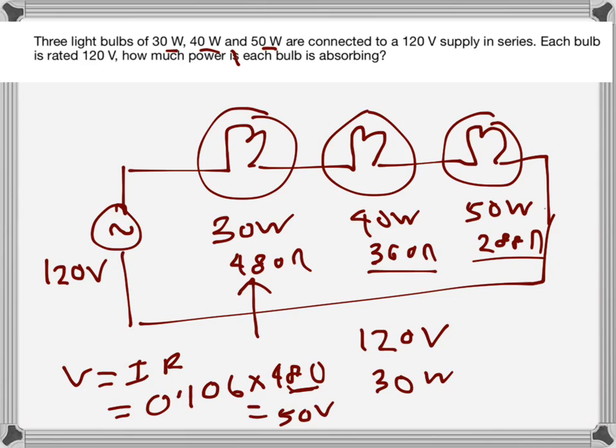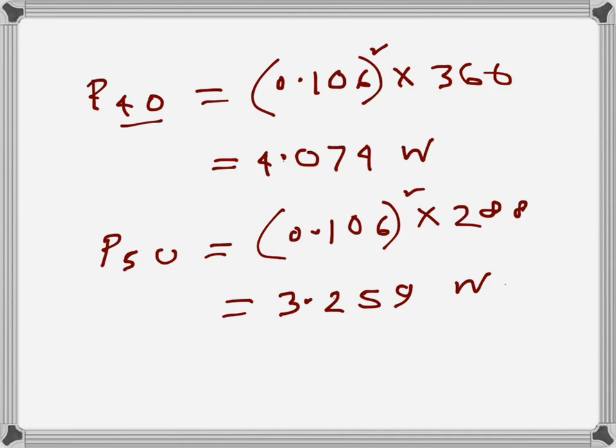So this is happening because all three bulbs are connected in series. They are not getting their full rated voltage. Though the supply is 120 volts and each of the bulbs' rating is 120 volts, they are not getting that voltage, and that's happening because they are connected in series. This is what happens in practical cases.